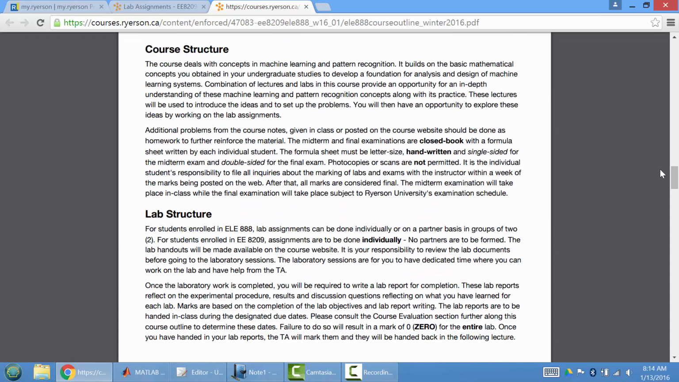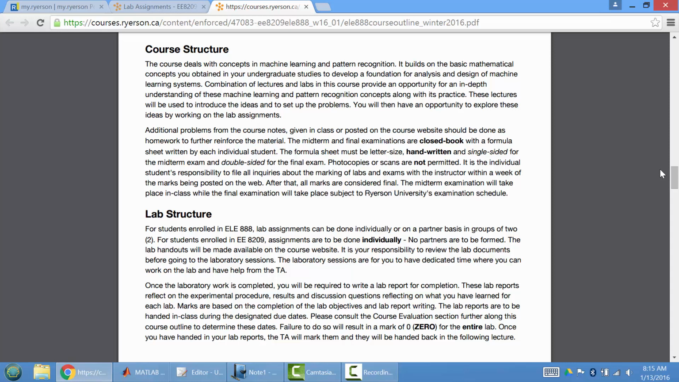So, course structure. There's also lab assignments. If you're in the undergrad stream, ELE 888, you can do them in pairs of 2. If you're in the graduate stream, you should have enough skills to do it alone. So if you're in the graduate program, you have to do it alone. If you're in the undergrad, you can do it with pairs of 2, or you can do it alone. It doesn't matter. But in the graduate stream, you have to do them alone, because that work is expected of you.